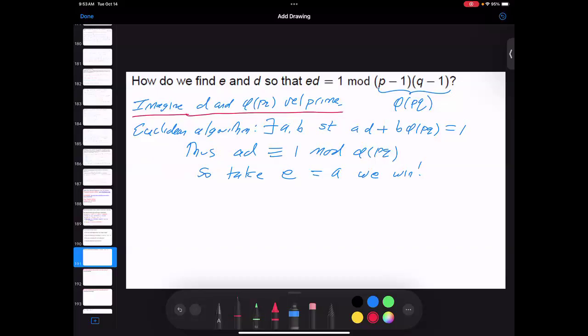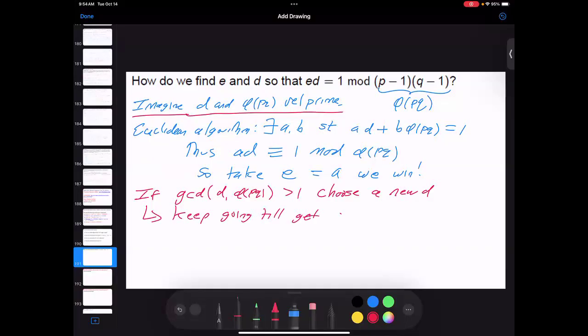Again. So if not relatively prime, if the GCD of D and phi of PQ is greater than 1, choose a new D. Keep going till we get a GCD of 1.